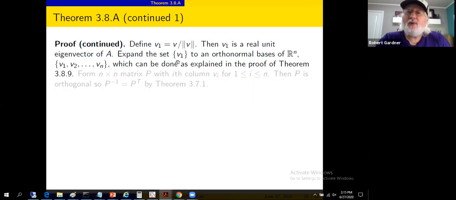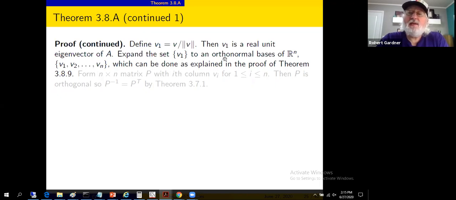Perform the Gram-Schmidt process to that collection of vectors. The Gram-Schmidt process will keep this first vector. It's already a unit vector, by the way, so it keeps it as is. That's why we normalize it up here. So it keeps that first vector, and as you go through the Gram-Schmidt process with the remaining n vectors, you're going to lose one of them. When you do that, project and subtract and normalize stuff, one of them will disappear.